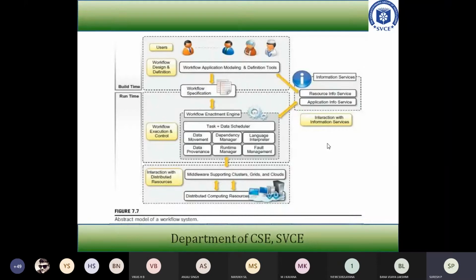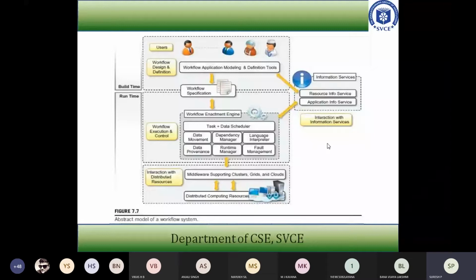Then there is a dependency manager. That particular block is going to look after the different dependencies you are going to have in that particular task or business process. Then you have to check what data is available, what data movement there is, and what type of data is coming and going between the two different processes or tasks. You should know that. If any fault occurs, what type of fault is occurring, and due to what the fault has occurred, I should know where I have to rectify that particular part.